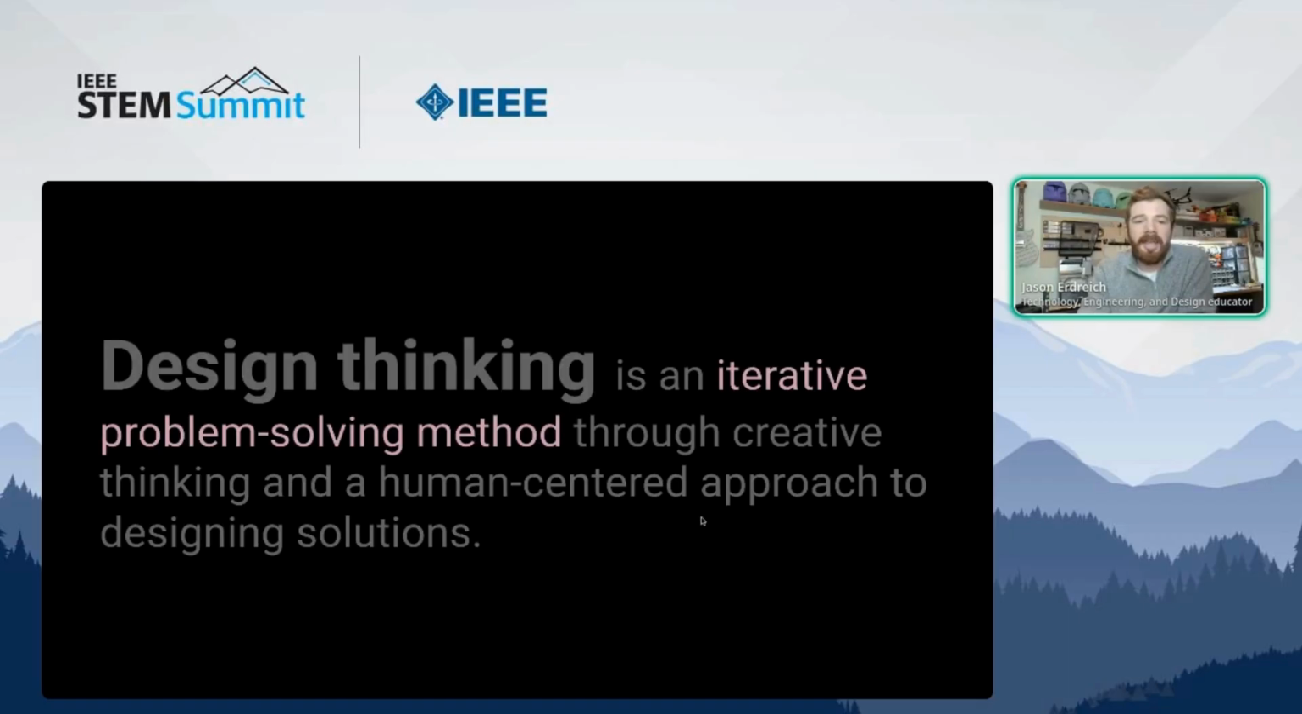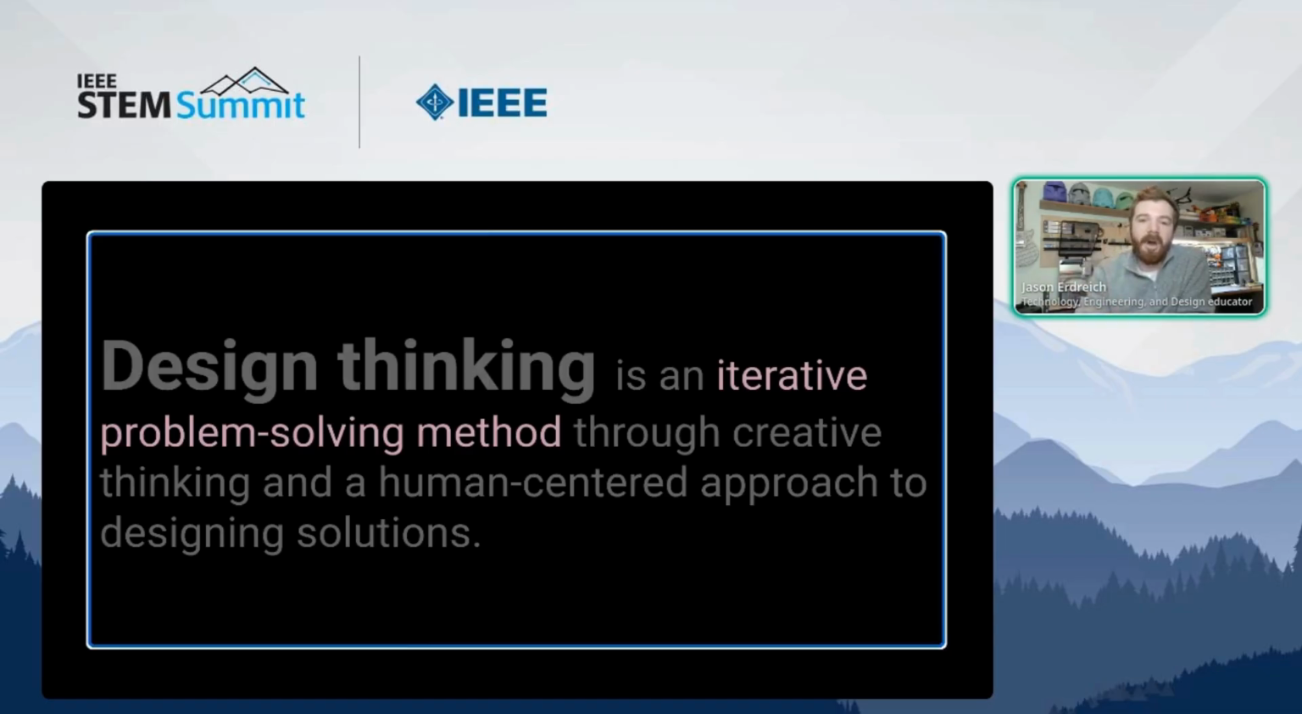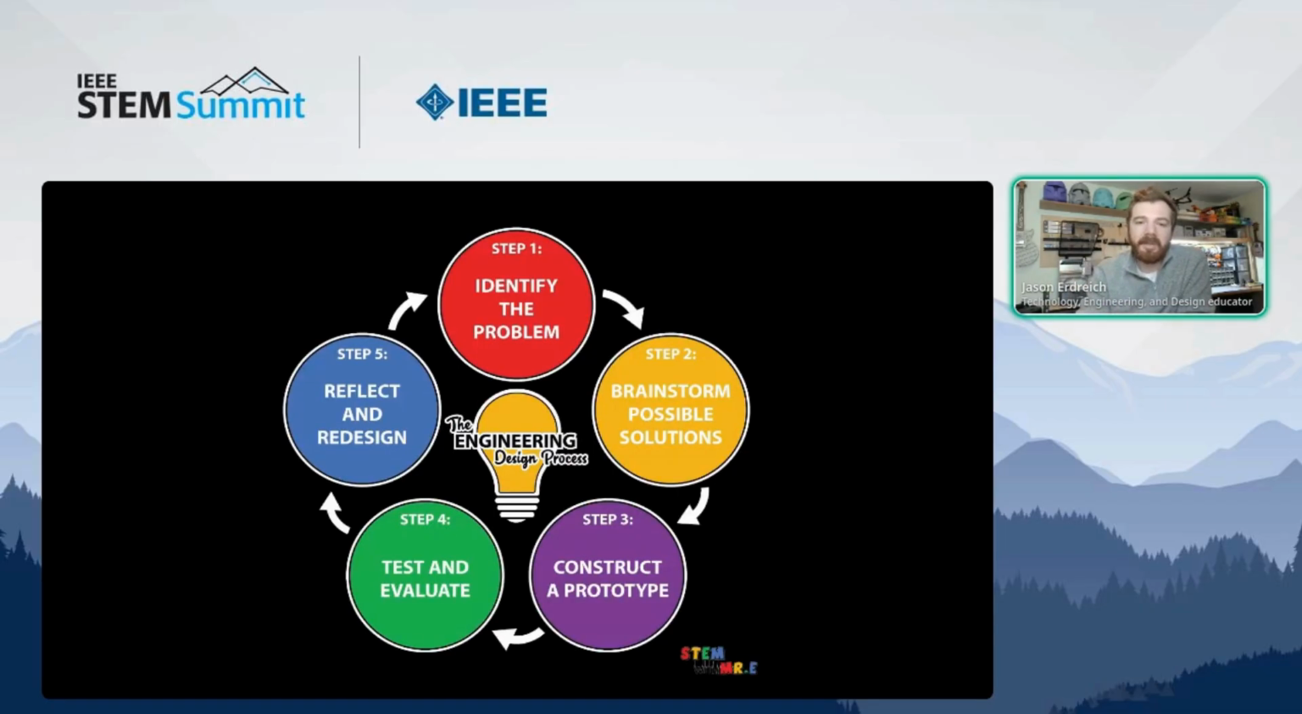First, focusing on iterative problem solving method. What does that mean? Well, typically this means that you're going about solving problems through some type of iterative process, often described as a design process or an engineering design process or an EDP, depending on what acronym you'd like to use. To be clear, this is not the engineering design process.